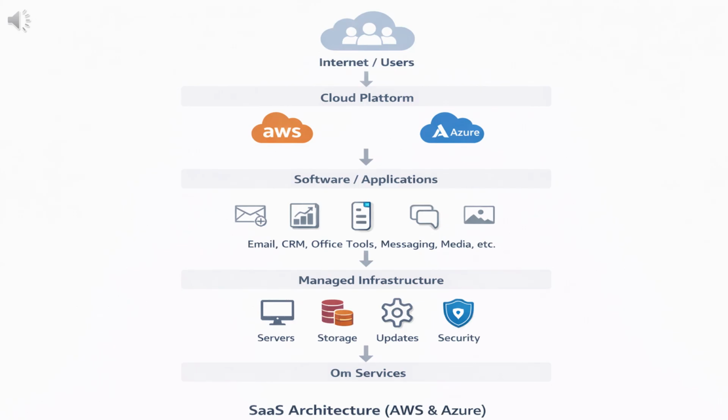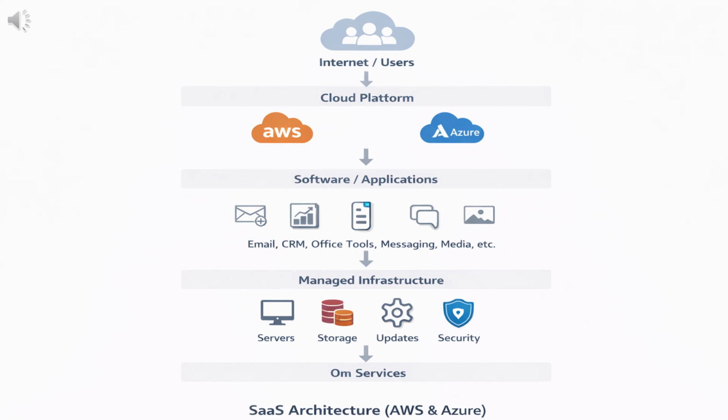Step 3: Platform, background. Behind the scenes, there is a platform layer. Explanation: The platform runs and manages the application automatically. Real-time example: Developers update the application, and changes are reflected instantly for all users.